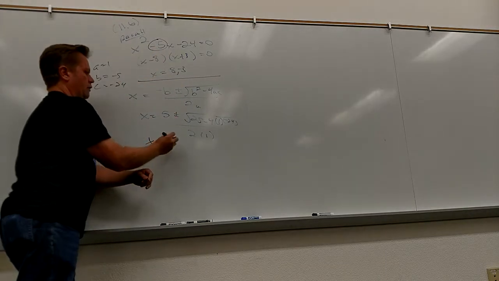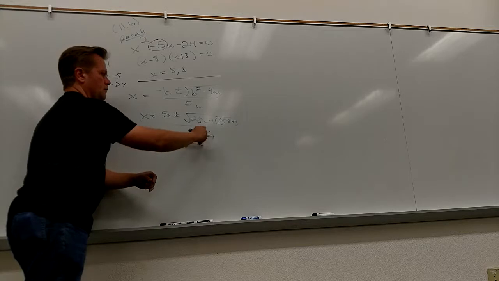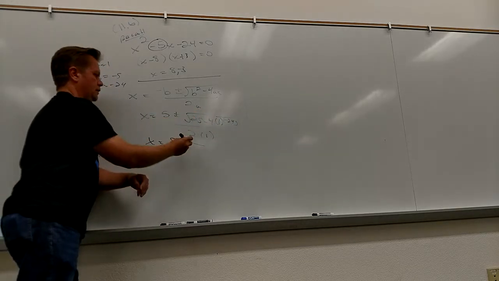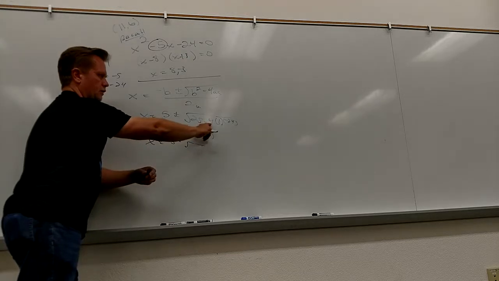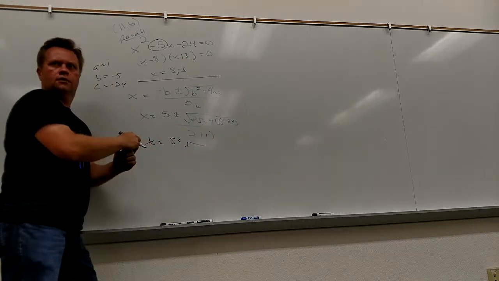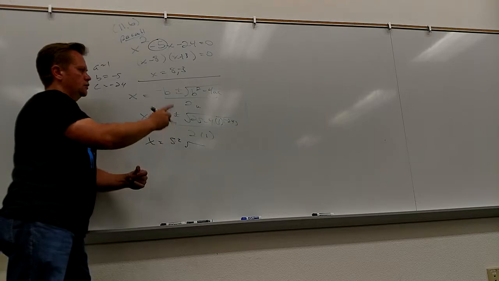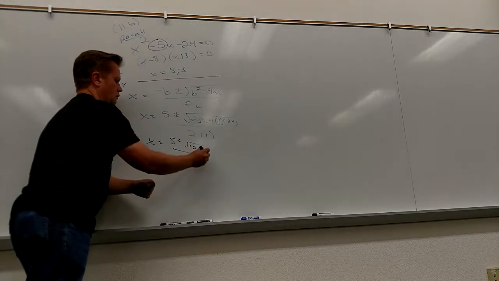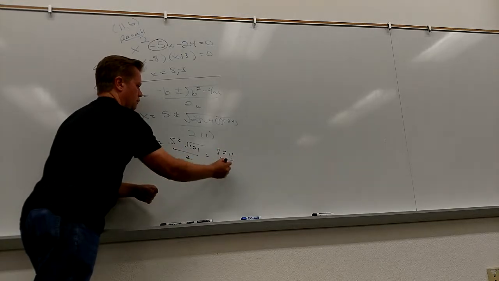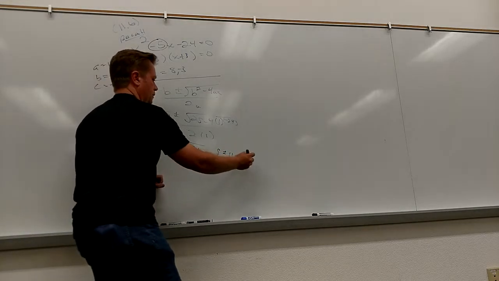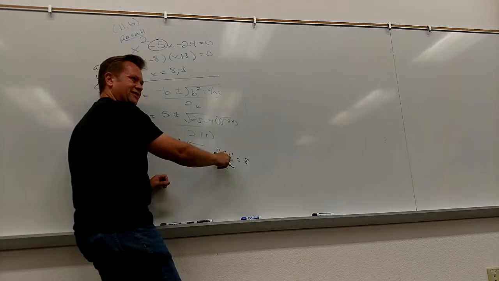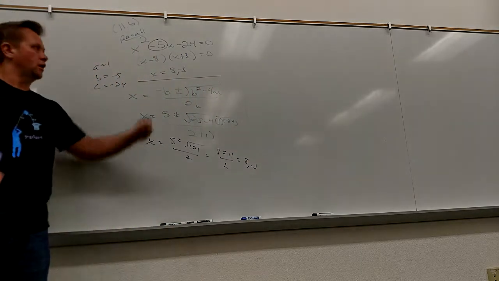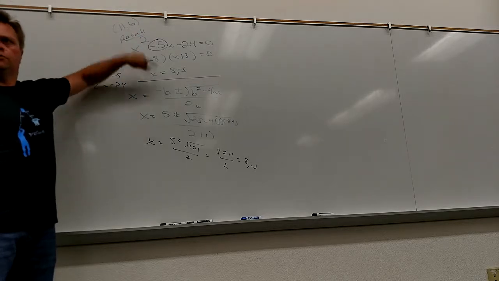If we finish this out, let me finish this out. 5 plus or minus the square root of 25 plus 96, I think. Do you guys see that? Negative 4 times negative 24 is plus 96. So 25 plus 96 is 121. Square root of 121 is 11. 5 plus 11 is 16 divided by 2 is 8. 5 minus 11 is negative 6 divided by 2 is negative 3. Are those the same answers we got? Yes. So I did the same problem two different ways.